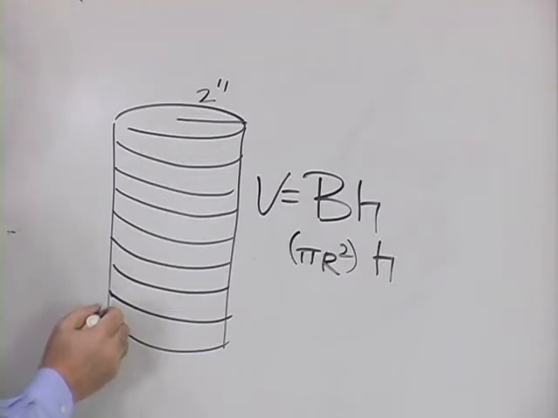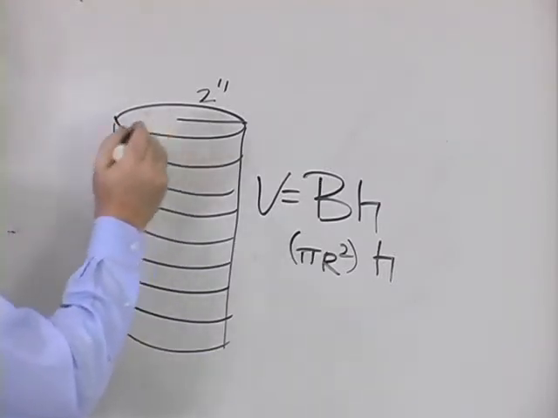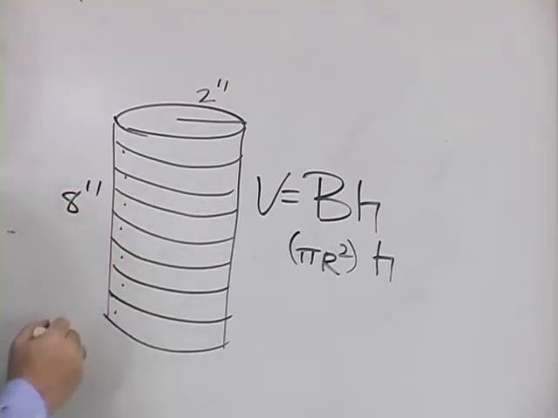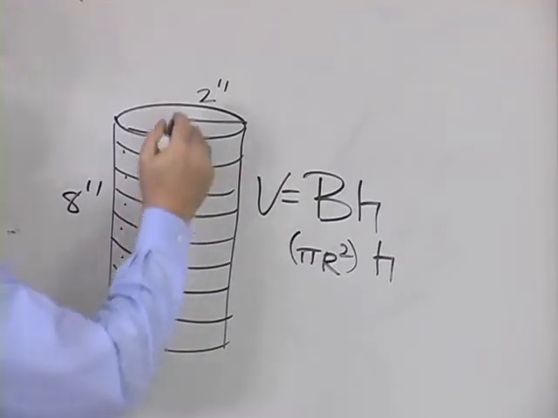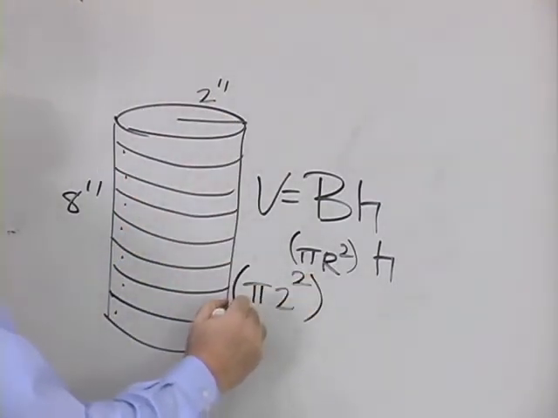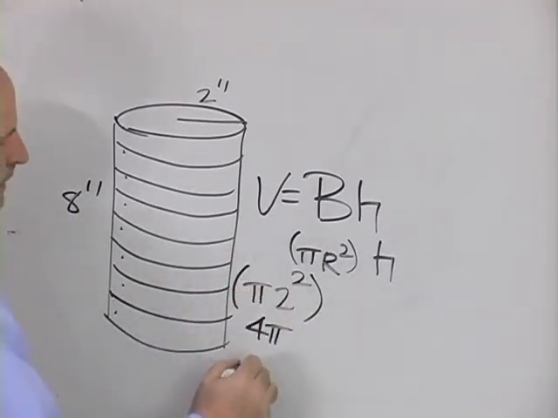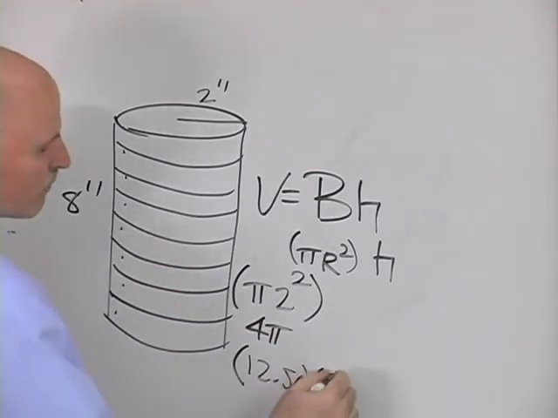Well, if each of these is an inch, 1, 2, 3, 4, 5, 6, 7, well, that's 8. So this is 8 inches. This is 2 inches. So we do pi r squared. So we do pi times 2 squared. That'd be the area of the base, which would be 4 pi or 12.56. And then we'd multiply it by the height, which would be 8.